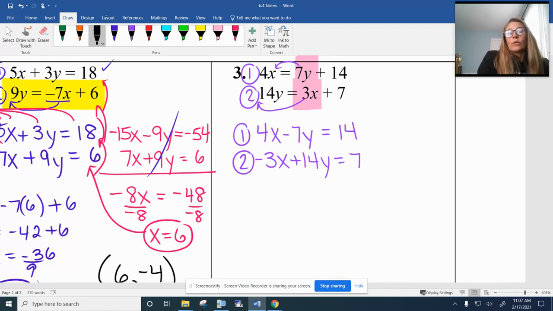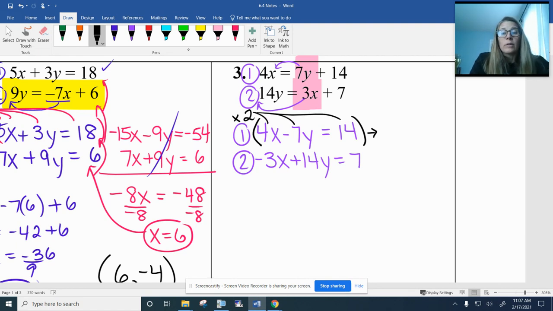So I know 7 goes into 14 evenly. So I could multiply my negative 7 by a 2, and that will give me a negative 14, which will cancel then with the other 14. So we're going to multiply everything by 2 in this first equation. That's going to give me 8x minus 14y equals 28. And then the second equation is just going to stay the same. I'm just going to recopy it so that the like terms are all lined up.